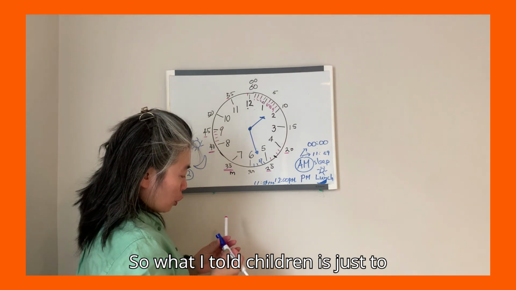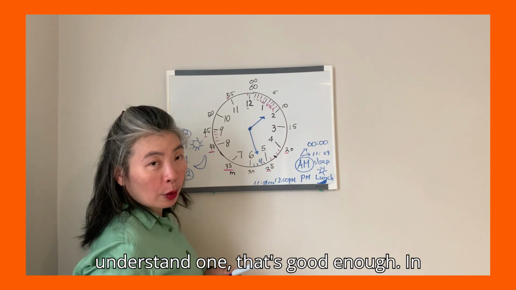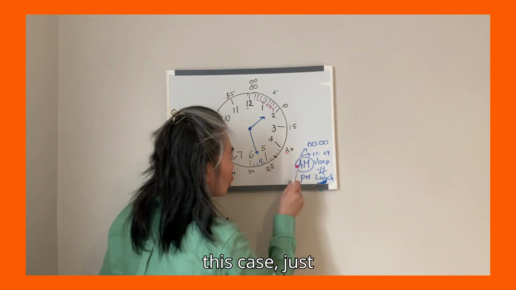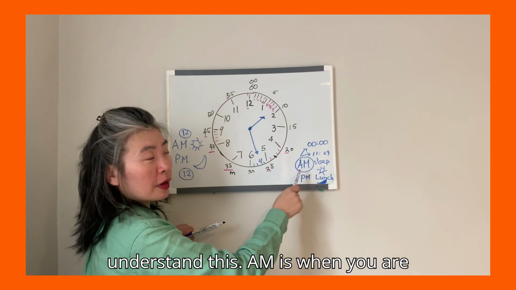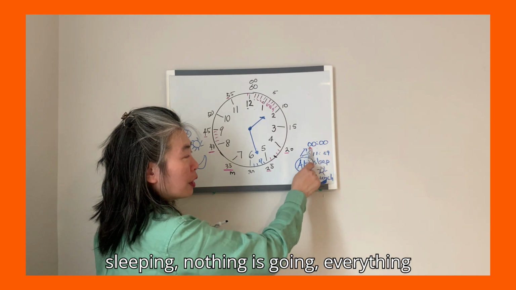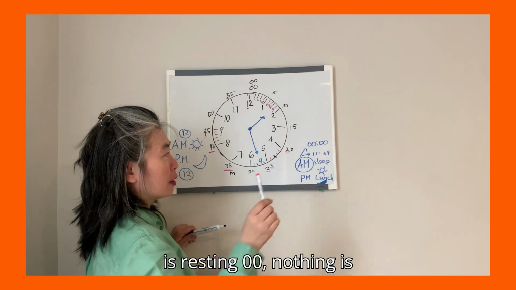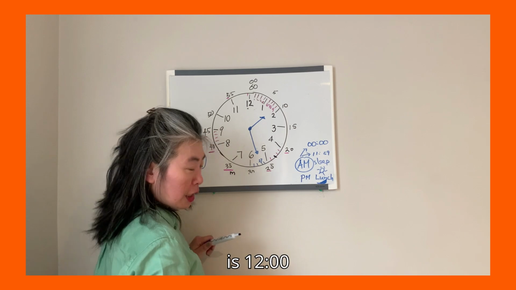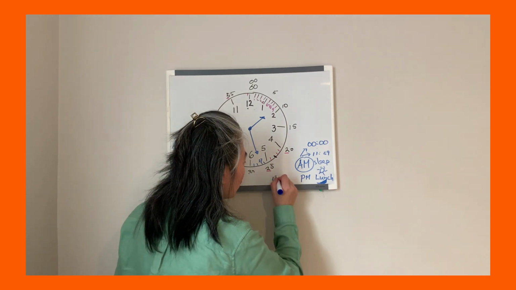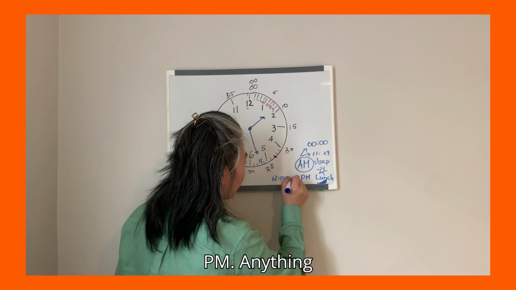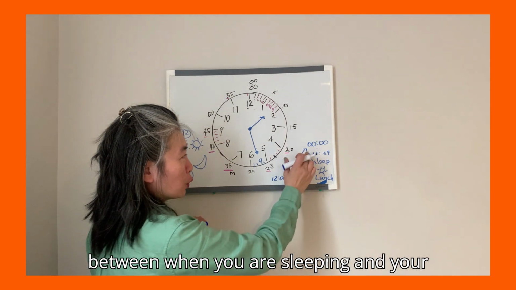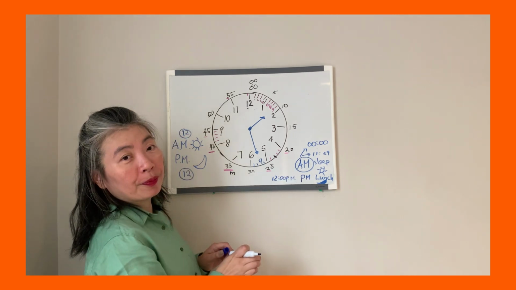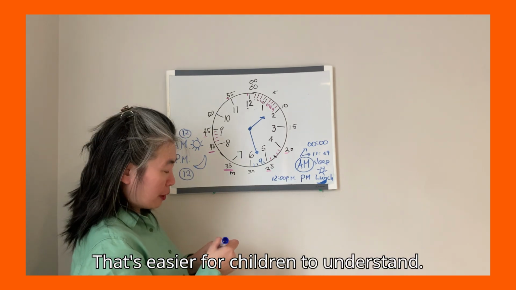So what I told children is, just to understand one thing, that's good enough. In this case, just understand this: AM is when you are sleeping, nothing is going, everything is resting. 00, nothing is going. Then your lunch time is 12 p.m. Anything between when you are sleeping and your lunch time is considered AM. That's easier for children to understand.